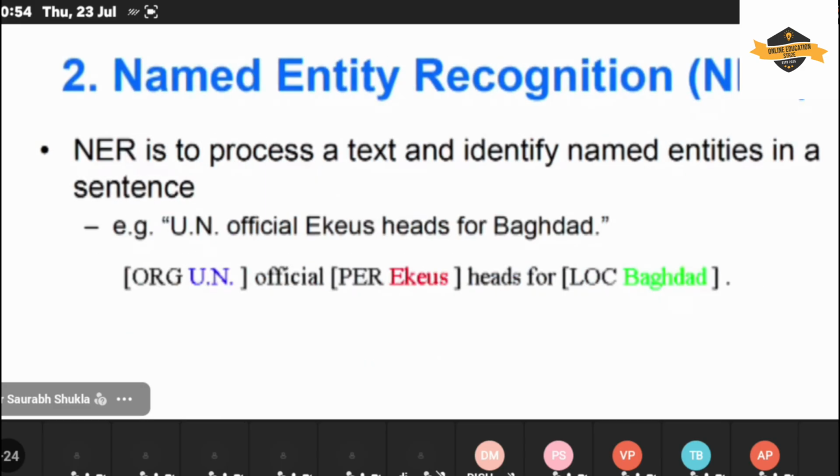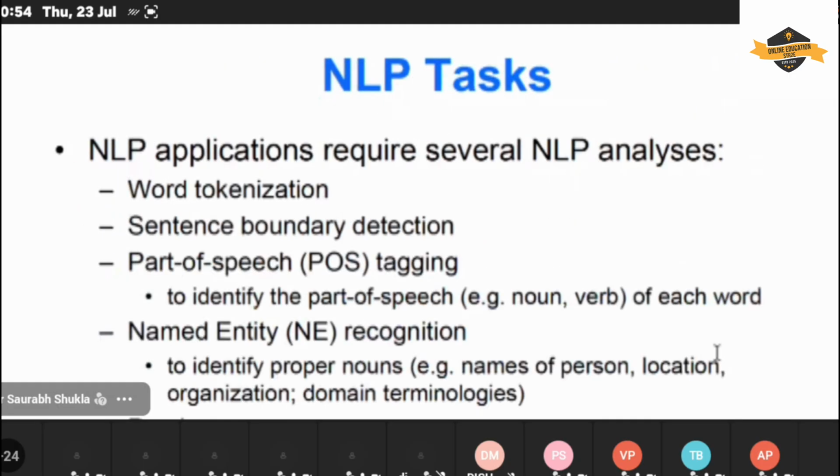Then there is this one I just mentioned, named entity recognition. "UN official Ekeus heads for Baghdad." The organization is United Nations, the official person is Ekeus, and the location is Baghdad. So your organization, entity, and all these things are identified. You can also see the demo for these NLP concepts.